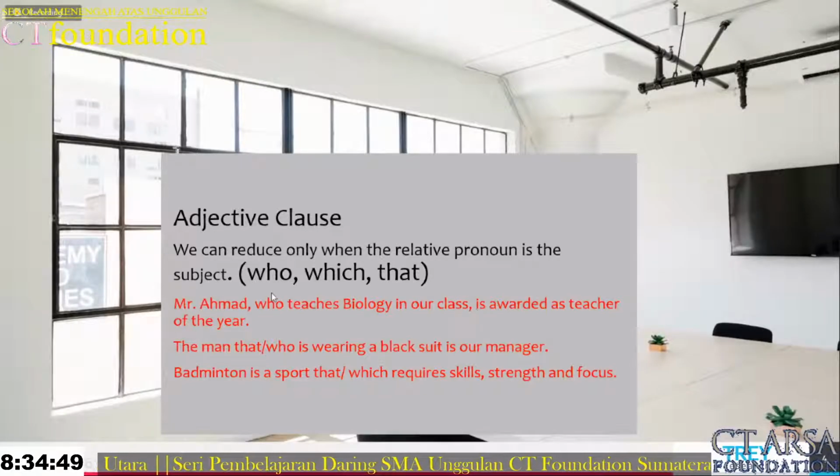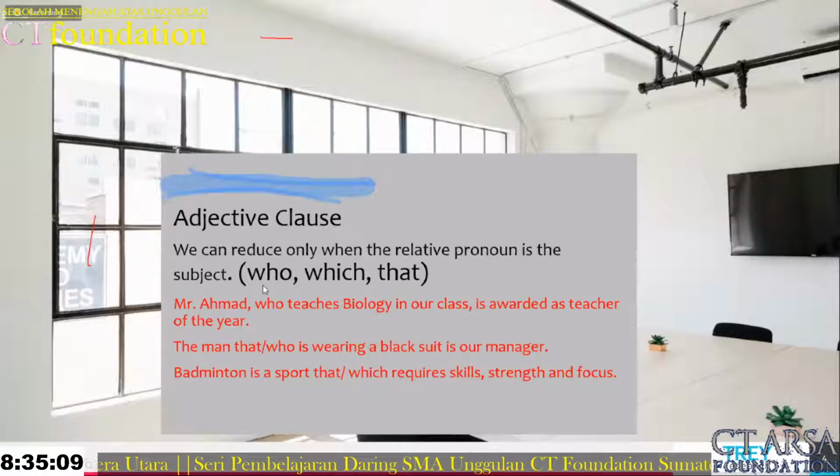The clause which is reduced to an adjective phrase is this clause: who teach biology in our class. Because this one is the adjective clause. The adjective clause is describing Mr. Ahmad. Which Mr. Ahmad? This Mr. Ahmad who teaches biology in our class. So this is describing Mr. Ahmad.